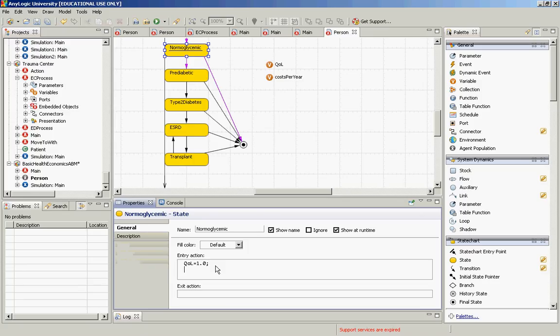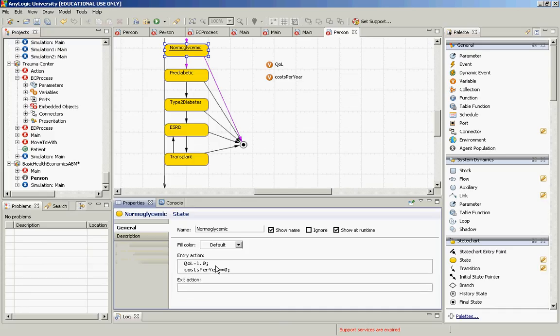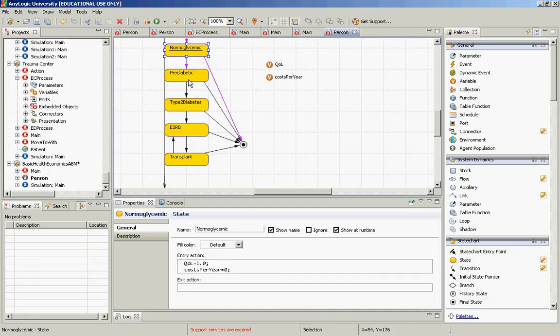These are Java statements that are here. They're sentences in Java that tell it to perform some action, as opposed to an expression which tells it merely to calculate something. Here we are telling it to undertake this assignment. We need to follow them by semicolons. Okay, so here we have a cost per year in a normal glycemic state.